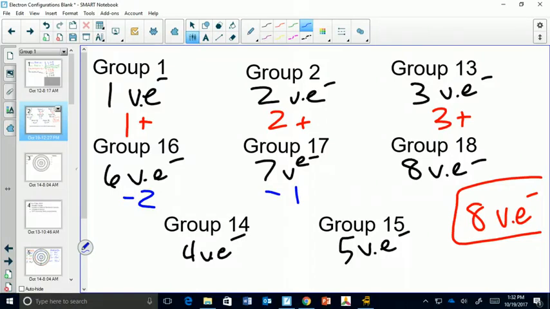Are you with me, friends? So what will the charge be for group 18? It'll be 0. It doesn't want to give away charges. Okay? Could you explain the 16?